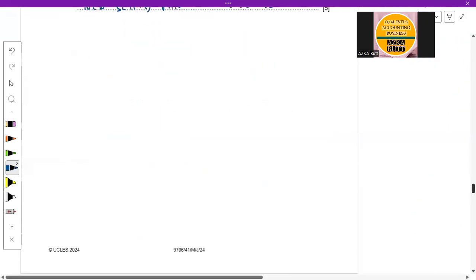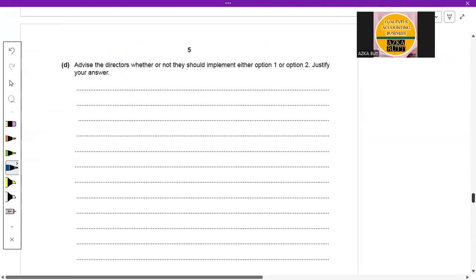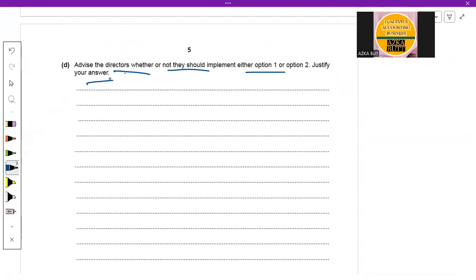Okay. So now let's see the other question. We have to advise the directors whether or not they should implement either option 1 or 2. Justify your answer. So just read option 2 by yourself, but I'm going to give you some of the points about this question. To advise the directors on whether they should implement option 1 or option 2, let's compare both options in terms of their impact on cost, operations and potential risk. So the decision should consider both the financial outcomes and the operational implications.